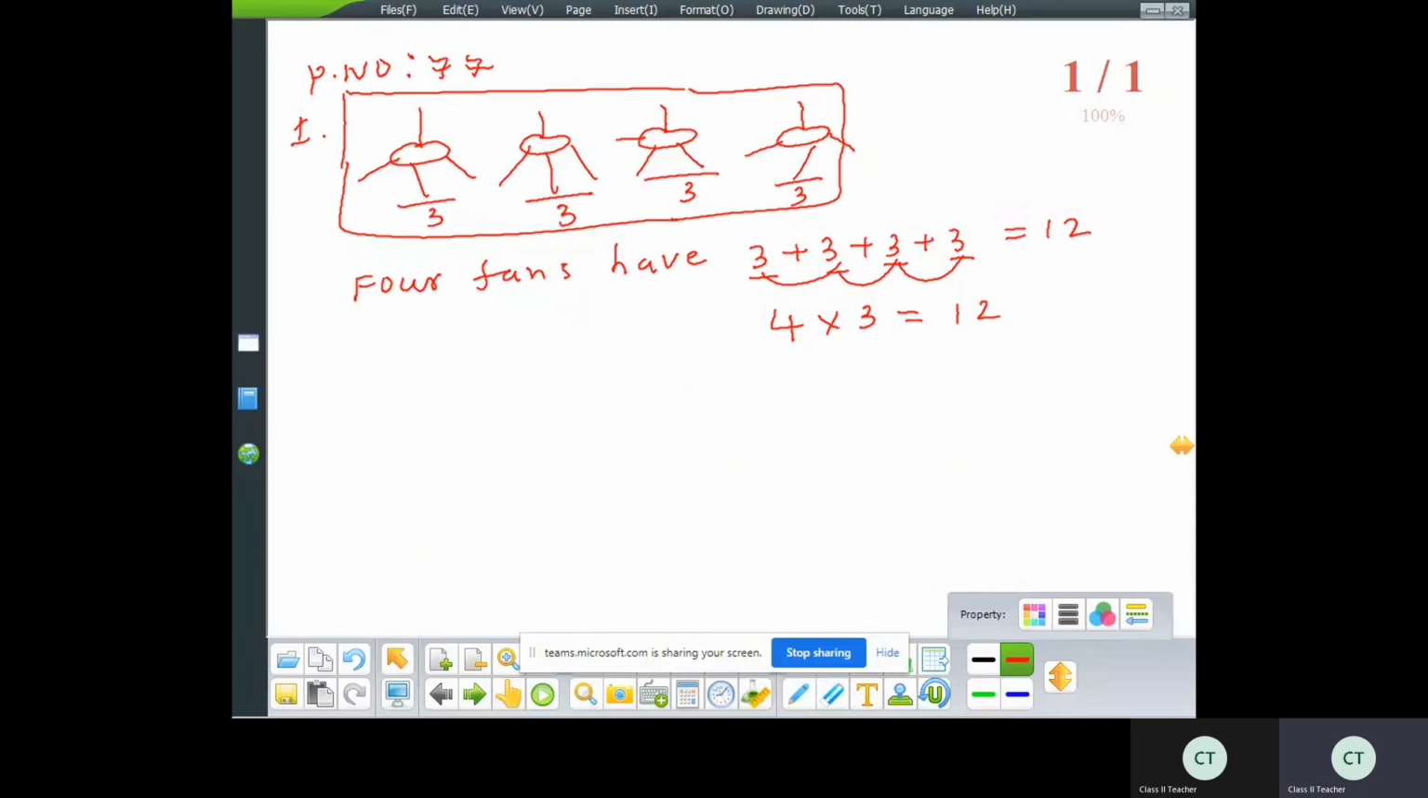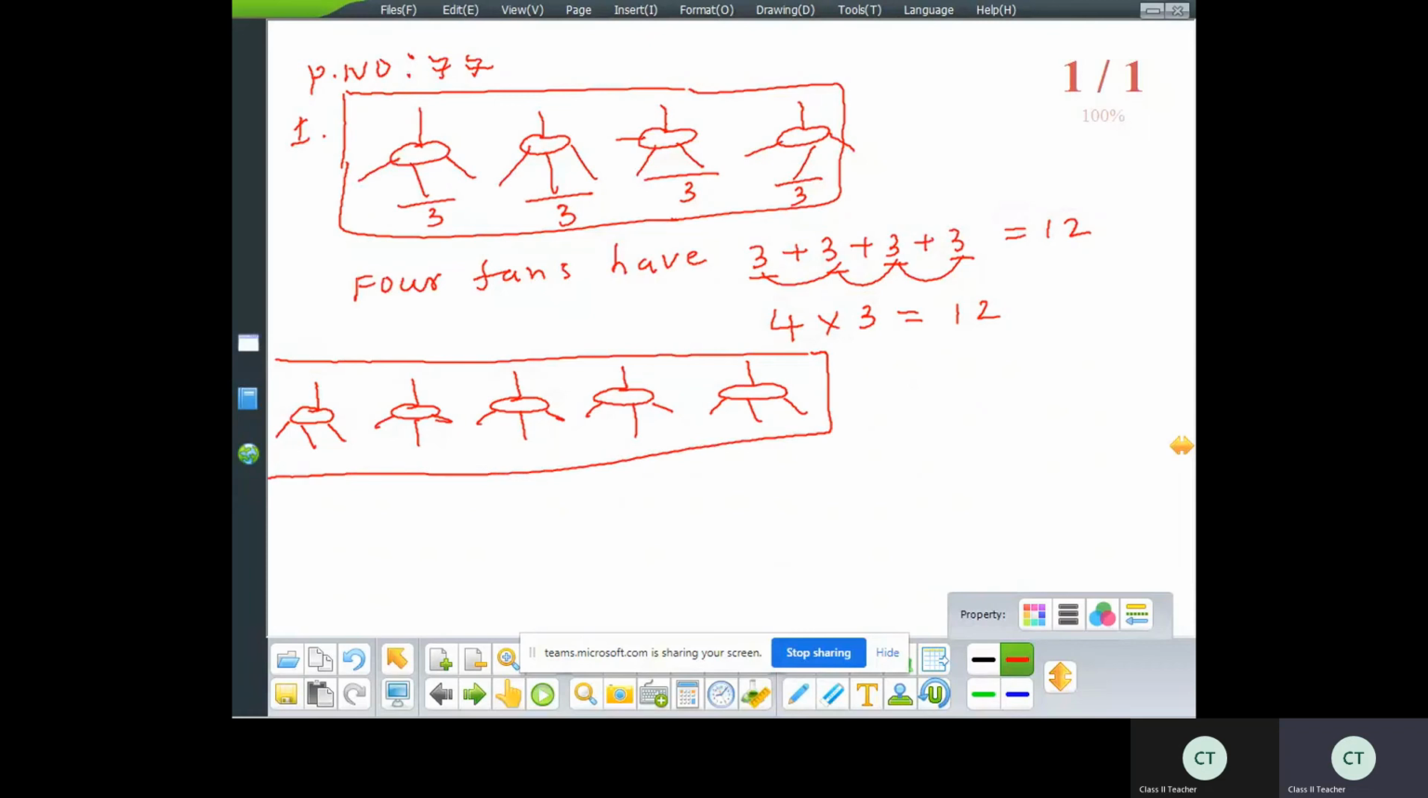Now final box. In that final box, there are 5 fans. How many fans are there? 5 fans. 1 fan, 2 fans, 3 fans, 4 fans, and 5 fans. In last box, there are 5 fans. Each fan has 3 wings. Here 3 wings. Here also 3 wings.